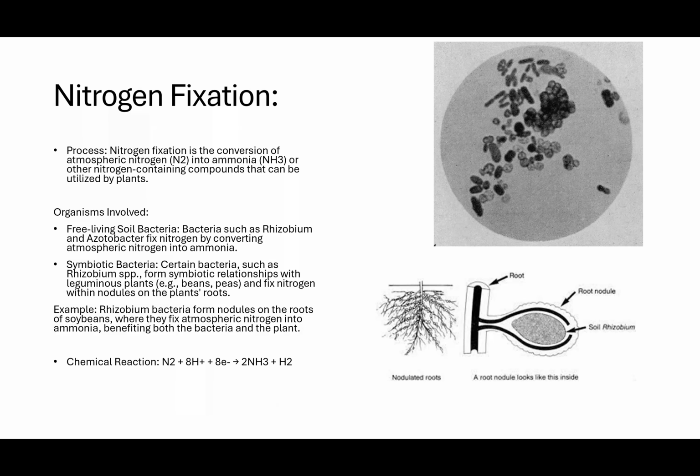So first we start with nitrogen fixation. We're just starting at this step. So nitrogen fixation is where we convert atmospheric nitrogen into ammonia, or other ammonia-containing compounds that can be utilized by our producers, our plants.